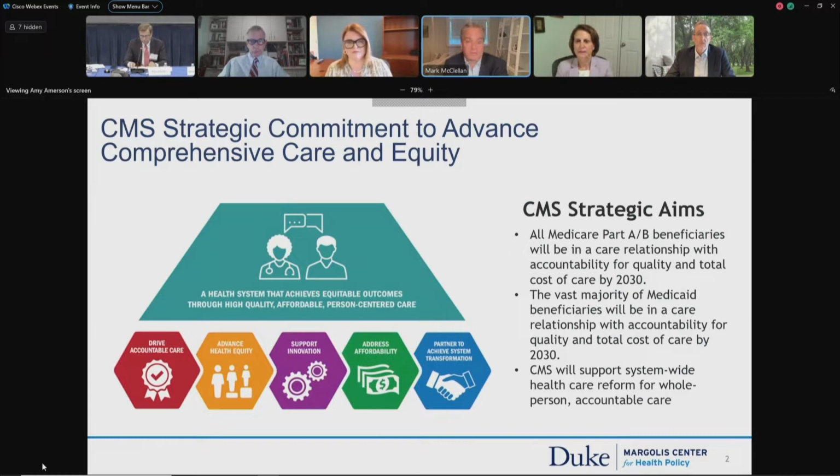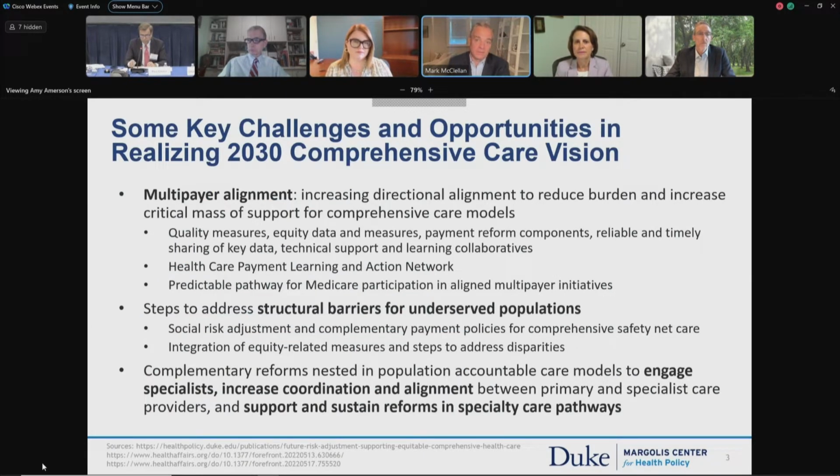I want to focus on the next slide on some extensions to make these comprehensive models really work. Three areas where our center at Duke has been focused. Number one is on multi-payer alignment. There's some references down there at the bottom to take steps to increase directional alignment across multiple payers towards common goals to reduce the burden of adopting effective alternative models and to increase the critical mass of support for them. I'd refer people to the Healthcare Payment Learning and Action Network, a public-private collaboration that CMS and we and many other organizations support around the country to advance those goals. Glad to talk more about that.